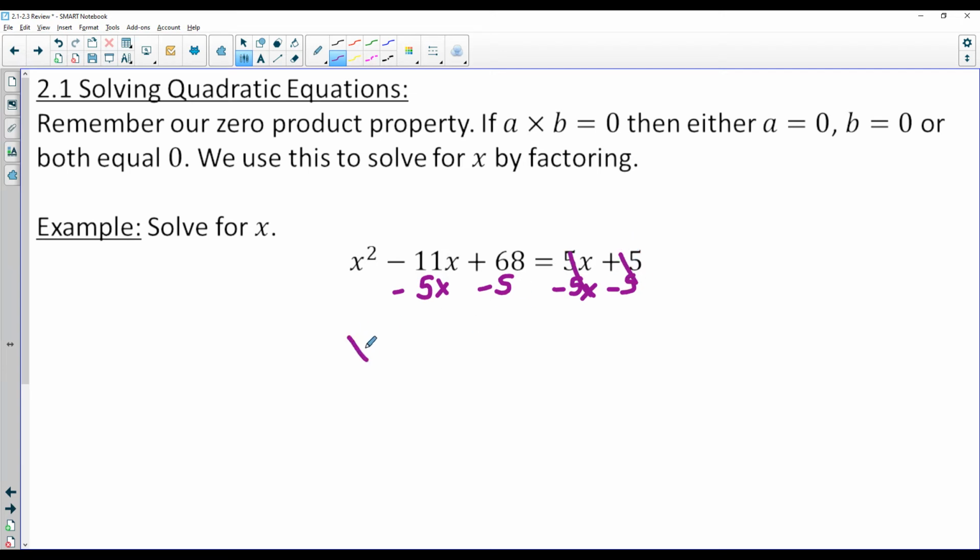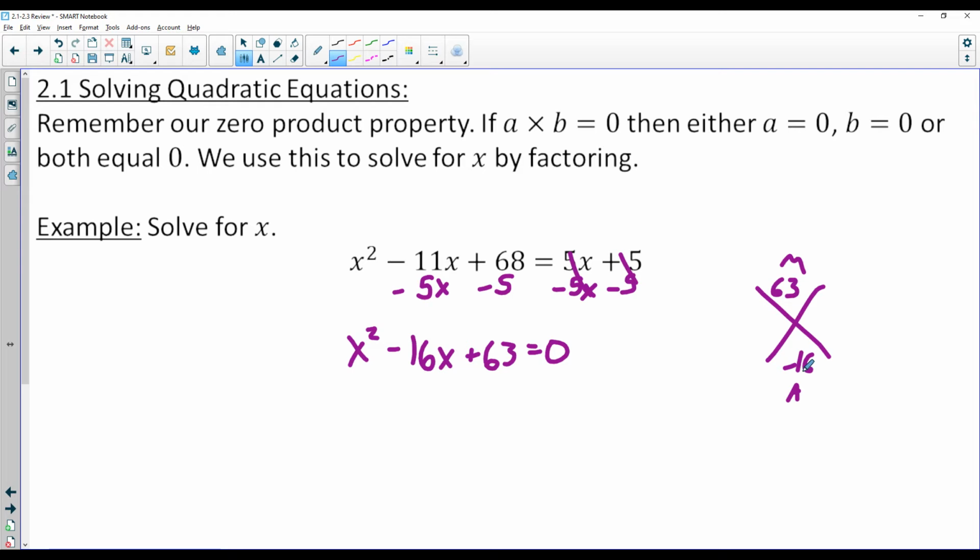So really what I'll be left with is x squared. Negative 11x minus 5x is going to be minus 16x. And then 68 minus 5 is going to be plus 63. Then we're going to have 0, which is what we wanted. And now we wanted to factor again, which is why I did that super quick review. We want something that multiplies to 63 and adds to negative 16, right?